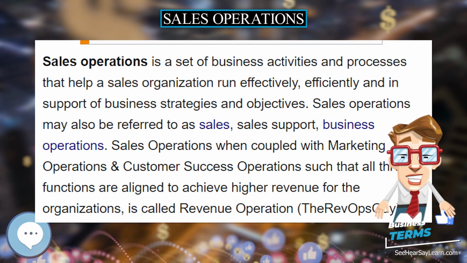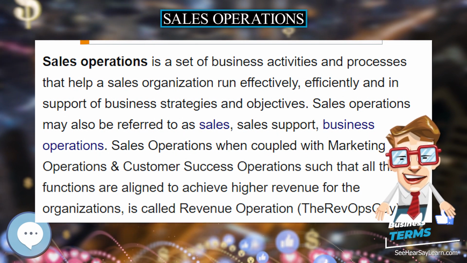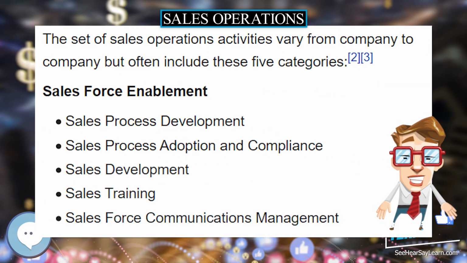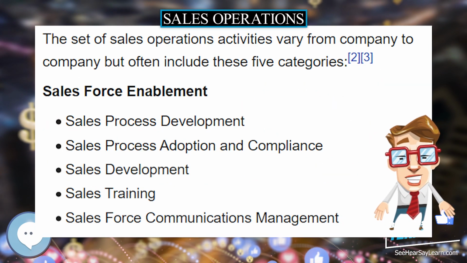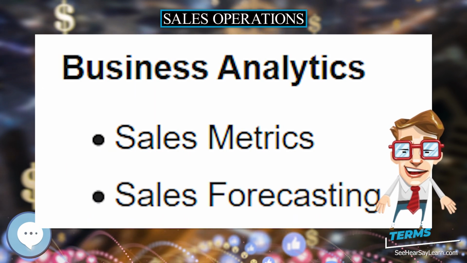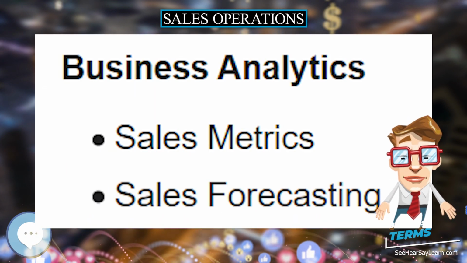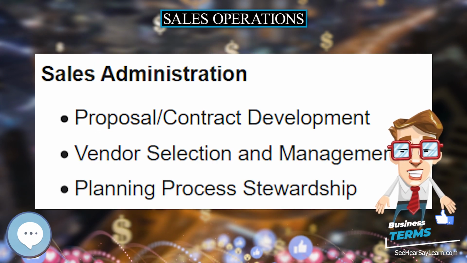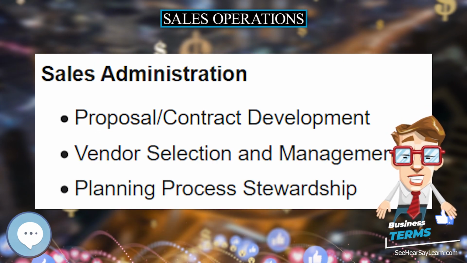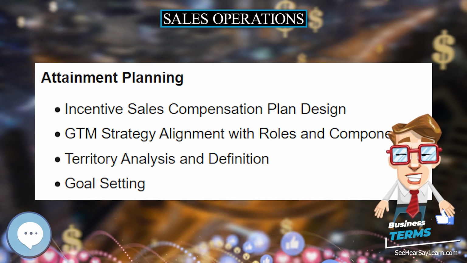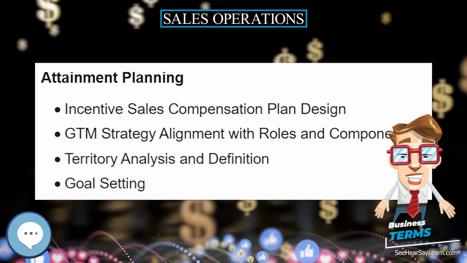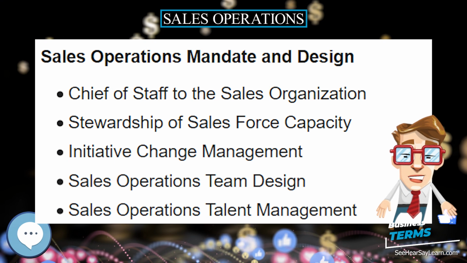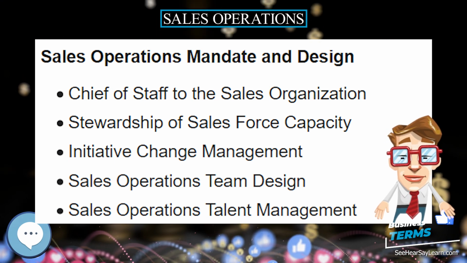Sales operations. Sales operations is a set of business activities and processes that help a sales organization run effectively, efficiently and in support of business strategies and objectives. Sales operations may also be referred to as sales support or business operations. The set of sales operations activities varies from company to company but often includes these 5 categories.